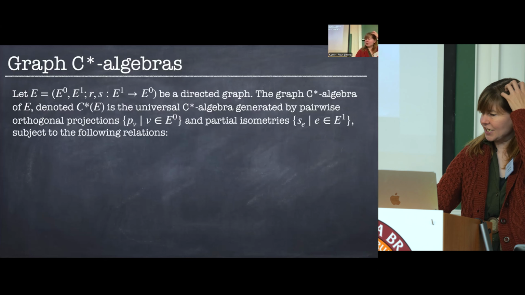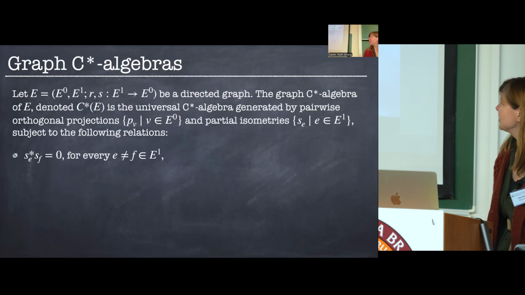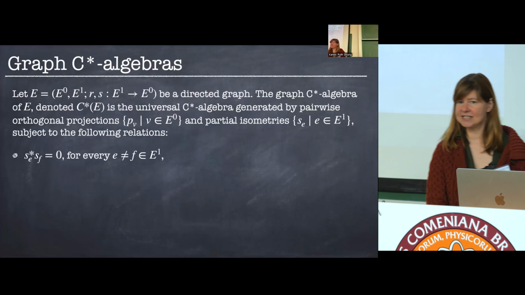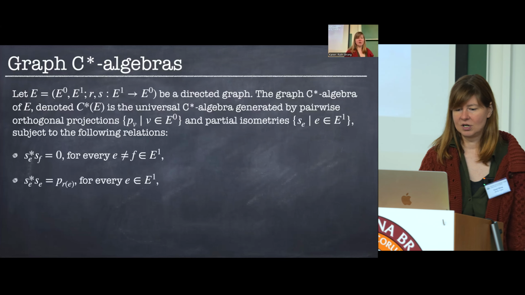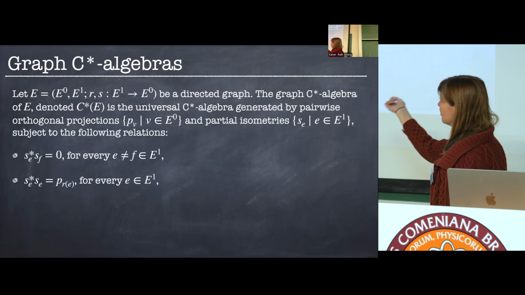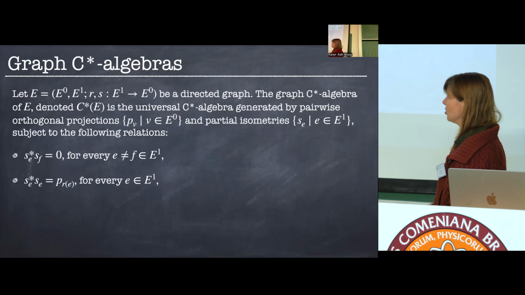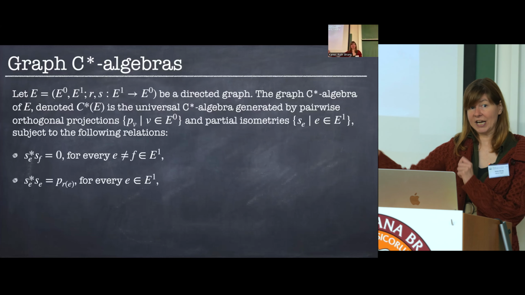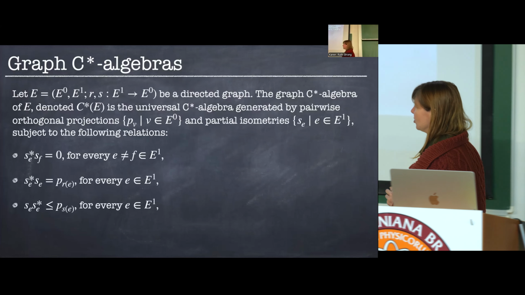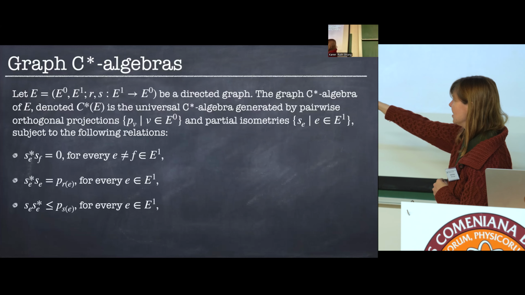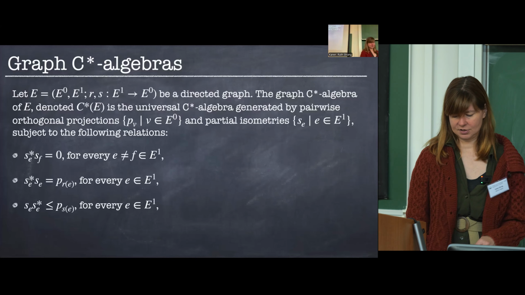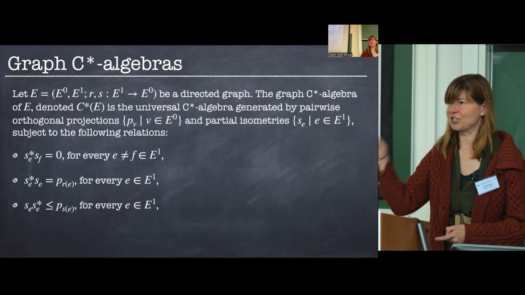And we throw on some relations. So we want that whenever we have two distinct edges, taking S_E^* S_F is going to be 0. If we take S_E^* S_E for a single edge, it's going to spit out the projection of the range. And if we take what's called the source projection, so S_E S_E^*, this is going to be a sub-projection of the projection corresponding to the source.